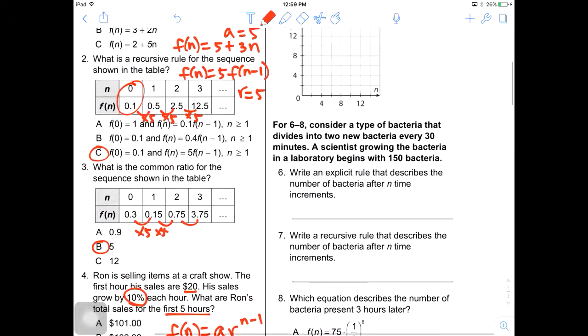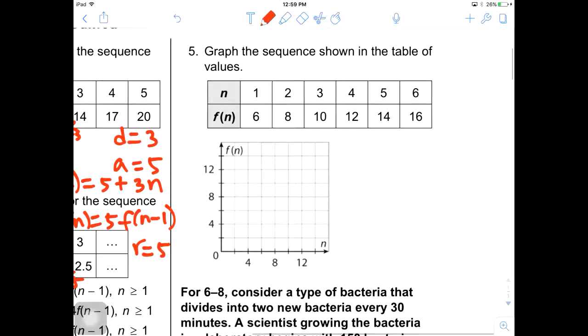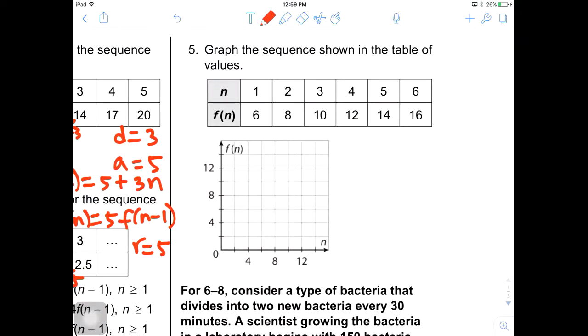Number 5, graph the sequence shown in the table of values. So we're just going to simply graph when n equals 1. It looks like this is going by 2s. So at 1, it's 6, which is right there. At 2, it's going to be 8. At 3, it's going to be 10. At 4, it's going to be 12. At 5 is 14. At 6 is 16.